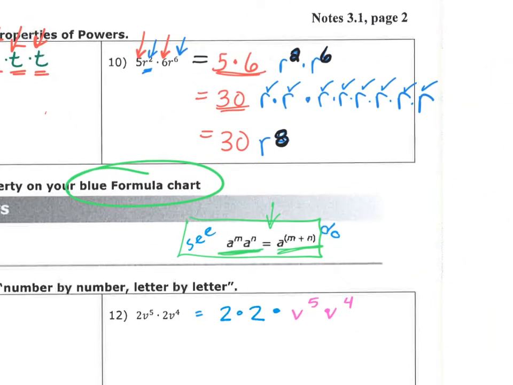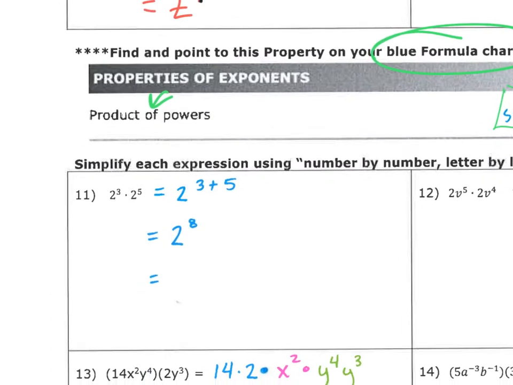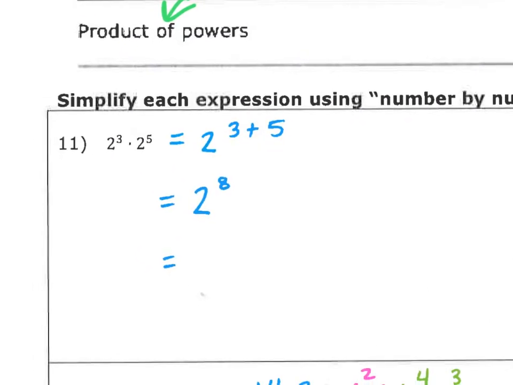Now let's look up here again and look at this problem. So I had r squared times r to the 6th. The bases are the same. They're both r. And what I did was I said 2 plus 6, which gives me r to the 8th. So that's all that this is saying. It's saying if you have the same bases, you simply add the exponents. That's it. That's all that rule is saying. Now it's important that you point to that rule so that you get used to it.